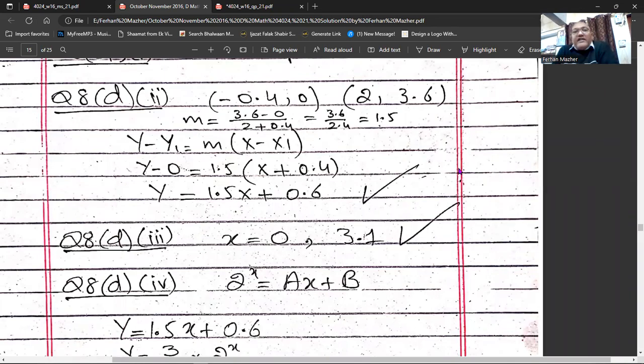First of all, I find the gradient of these 2 points. That will be 3.6 minus 0 divided by 2 plus 0.4. And you know the gradient is y2 minus y1 divided by x2 minus x1. That will be 3.6 divided by 2.4, and that will be 1.5.